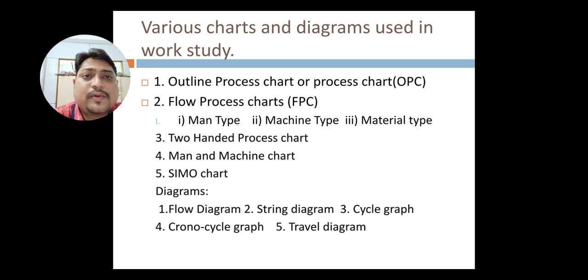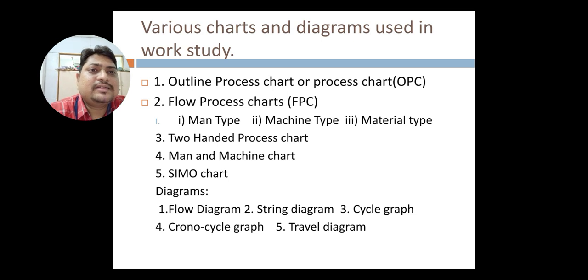Here, for a particular activity, either a man is doing work and the machine is idle, or the machine is doing work and the man is idle. We can check this from the man and machine chart. Then next is the SIMO chart. The full form is simultaneous motion cycle chart.